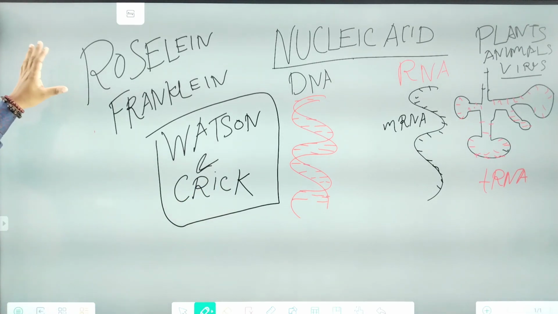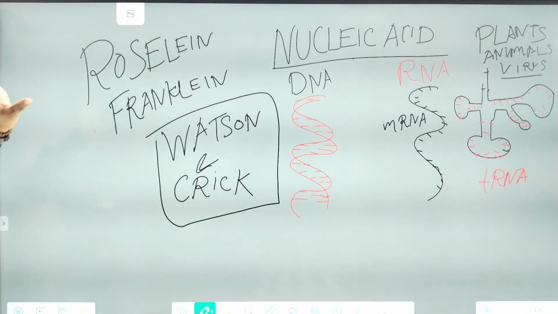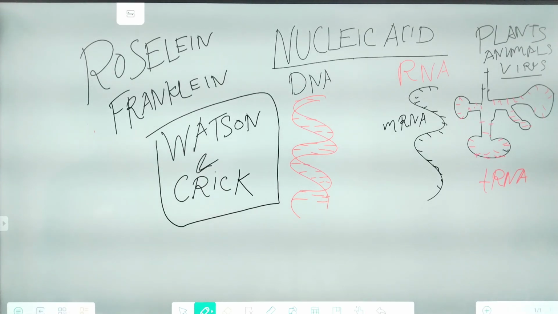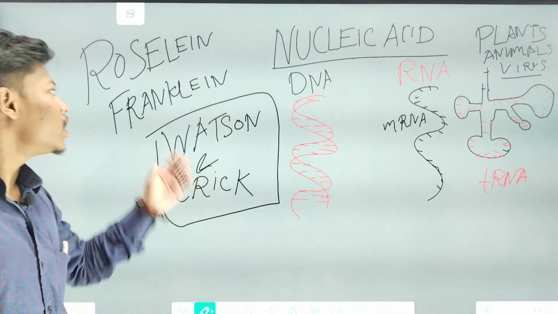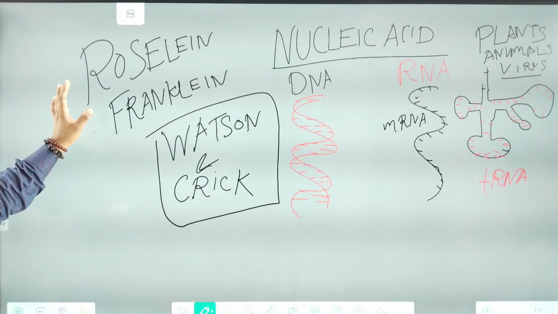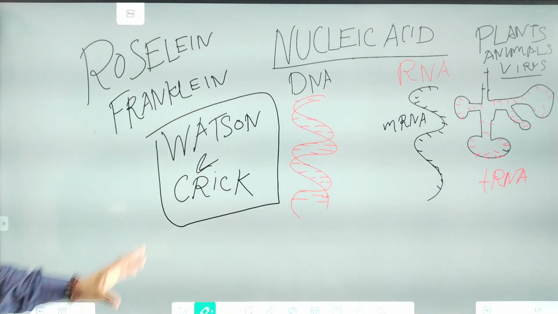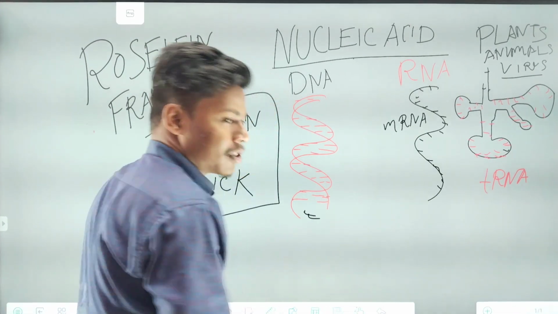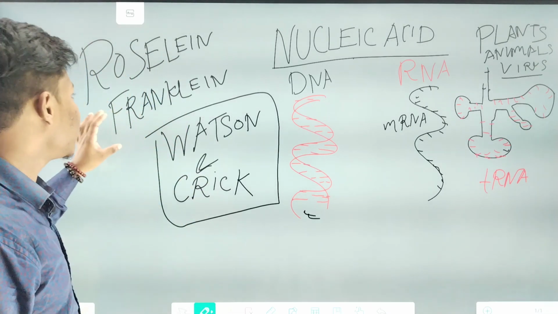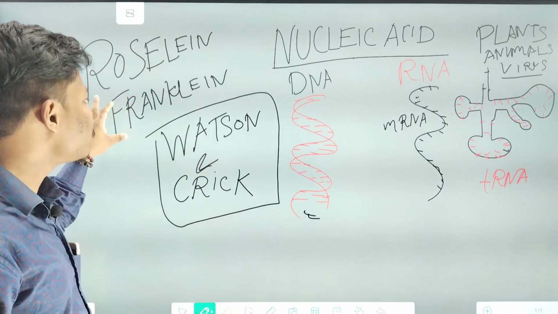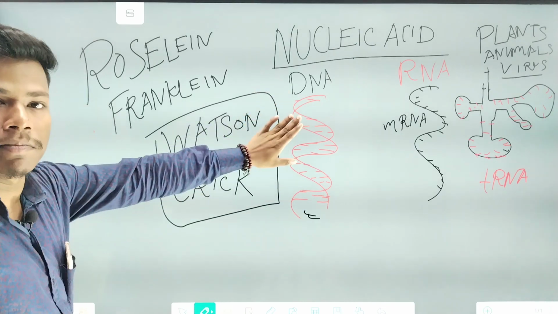But previously the pioneer was Rosalind Franklin. She died in some accident, I don't know about that, but she died. She did not get any Nobel Prize for that, and Watson and Crick got the Nobel Prize for their double helical DNA structure. Remember these two scientists' names. It was first found by Rosalind Franklin, this DNA structure, not nucleic acid, remember.